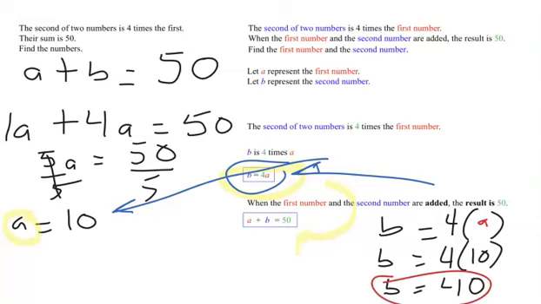So we've got both of the variables that we were trying to find. The first number, which was A, is 10, and the second number is 40. So our two answers, it's a two-part answer, is 10 and 40, or 40 and 10. So we'll find that answer on the answer sheet. This was the first problem from that worksheet that I gave you.